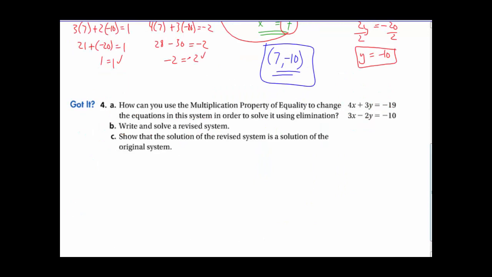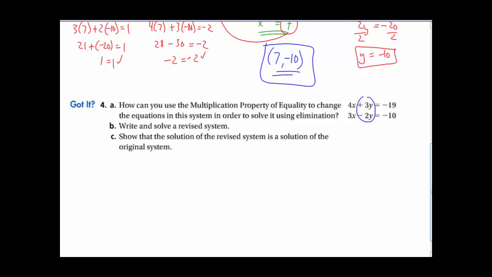So going one more time through the process on 4. How can we use multiplication property of equality to change the equations in the system in order to solve it by elimination? Okay. If we look at 4x plus 3y equals negative 19 and 3x minus 2y equals negative 10, hopefully you notice that we do have opposites. We have a plus 3y and a minus 2y.